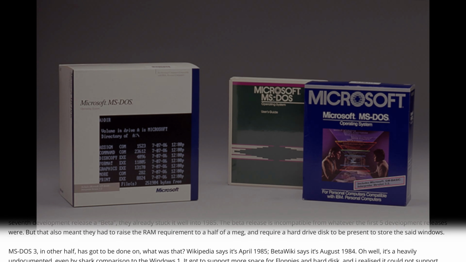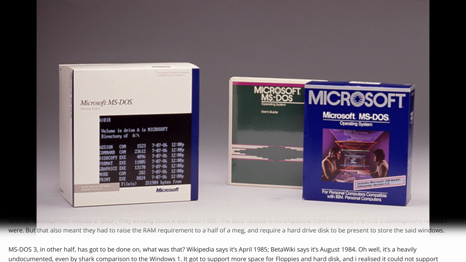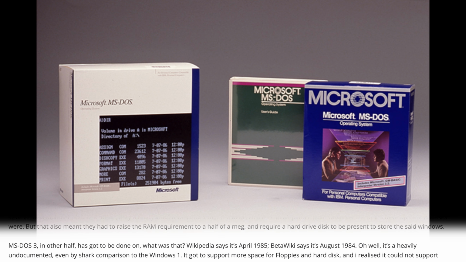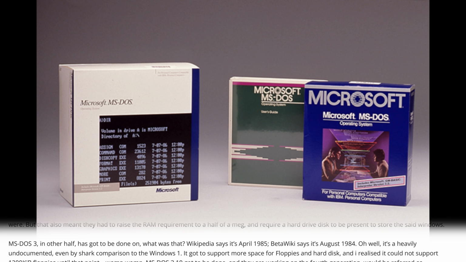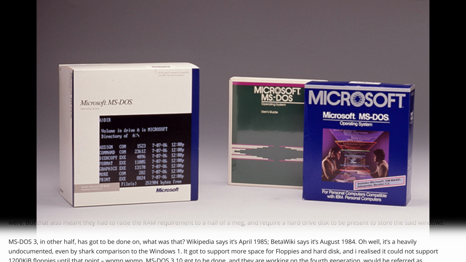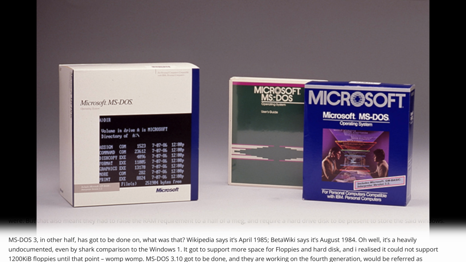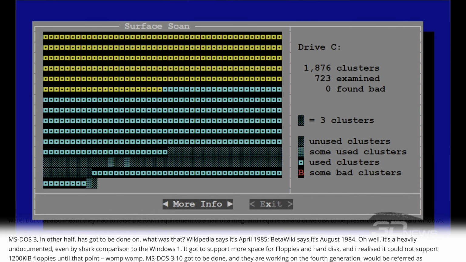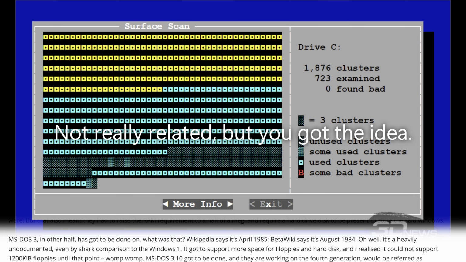MS-DOS 3, on the other hand, got done on, what was that? Wikipedia says it's April 1985. Beta Wiki says it's August 1984. Oh well, it's heavily undocumented, even by comparison to Windows 1. It got to support more space for floppies and hard disks, and I realized it could not support 1200 KB floppies until that point. Womp womp.